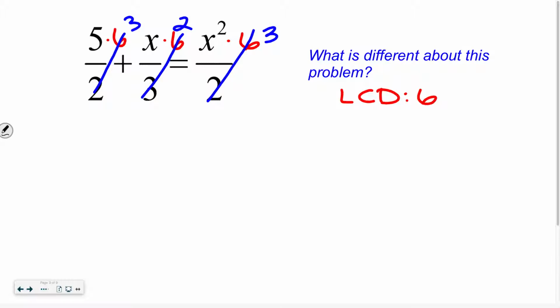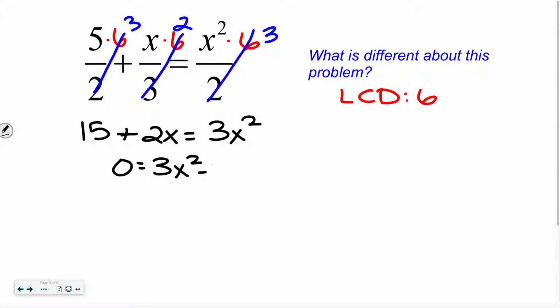I should just do 5 times 3 is 15 plus 2x equals 3x squared. Could you solve that equation? Yes. Yeah. Well, you've got an x squared and an x. So you want one side set equal to 0. 0 equals 3x squared minus 2x minus 15. Try to factor, or quadratic formula if you can't factor. Let's see, can we factor it?